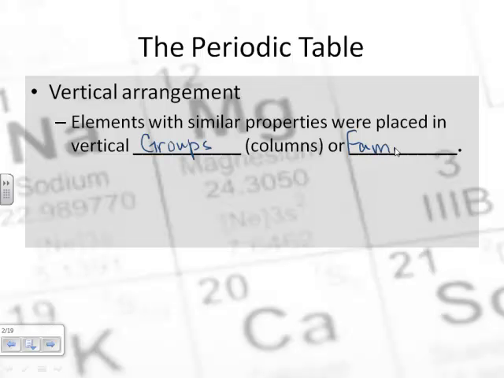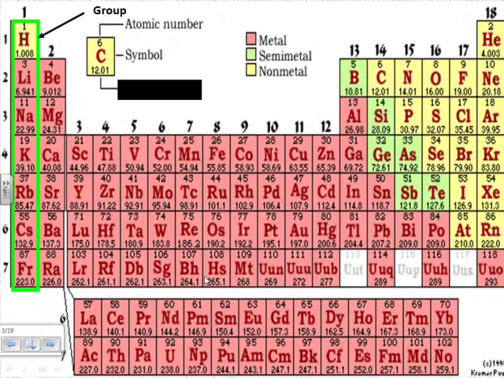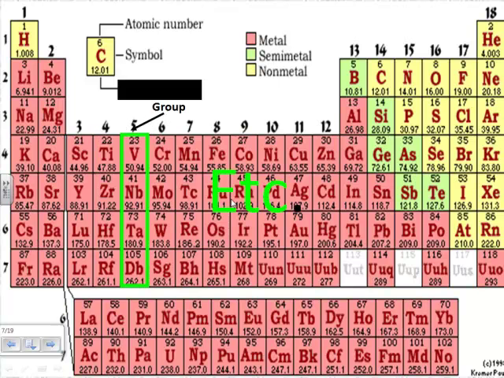Like in my family, we all look kind of similar, with dark hair and the same color eyes. So a family of elements would have similar chemical properties. They're arranged in vertical columns. Here's an example of group 1, group 2. If you see them in the same up and down column, that's called a group, because they react in a similar way.